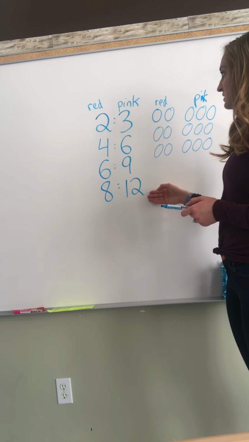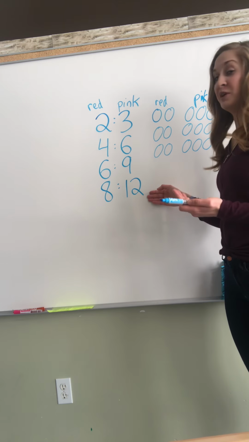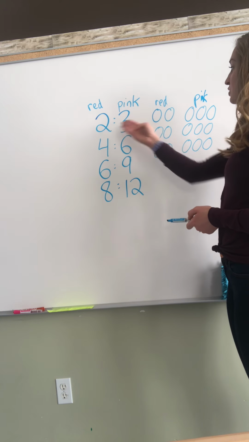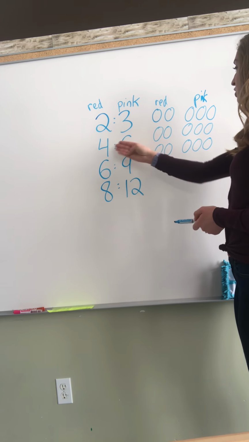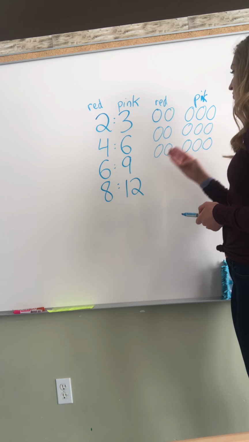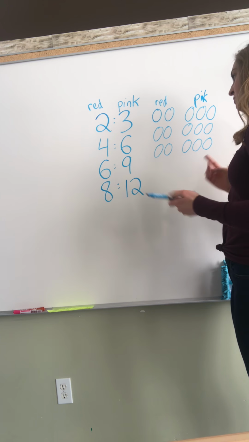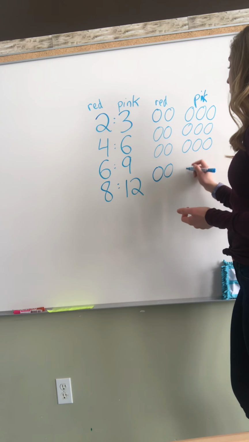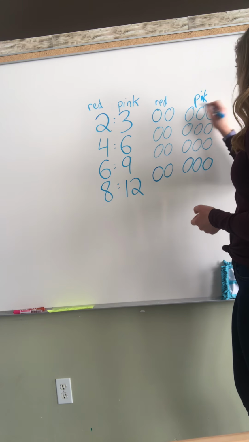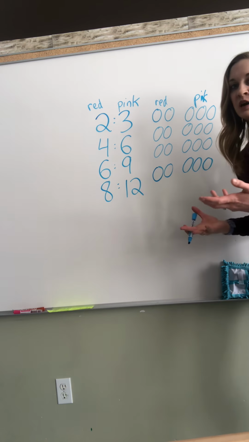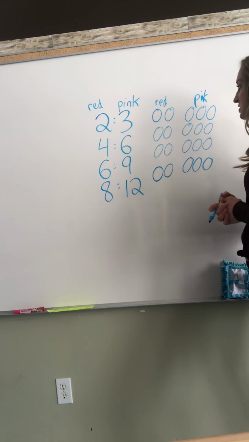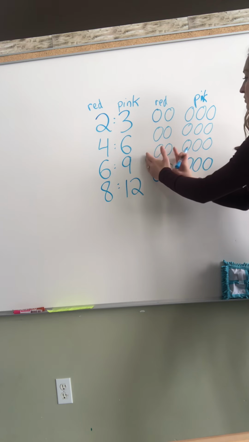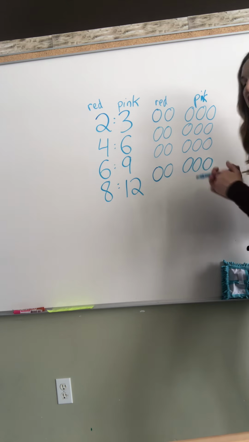So you can draw pictures for it, just like I did here. 2 red balloons, 3 pink balloons, 2 more red balloons, 3 more pink balloons, 2 more red balloons, 3 more pink balloons, and then finally 2 more red balloons, 3 more pink balloons, and I can count up. Now I've essentially drawn a multiplication array, so now I can count up. Okay, I've got 8 red balloons, that means I have 12 pink balloons.